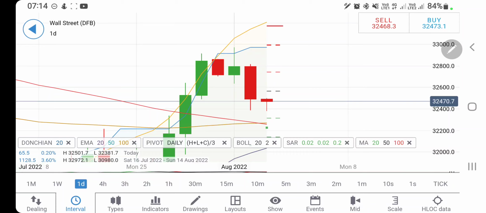Do not long till 32,500. Do not short till 32,400. In between these 100 points, just watch. Above and below, you can take your positions, but largely 32,250 and 32,700. This is a large swing zone, and hence you have to keep booking your profits accordingly. Trade accordingly, trade with a stop loss.